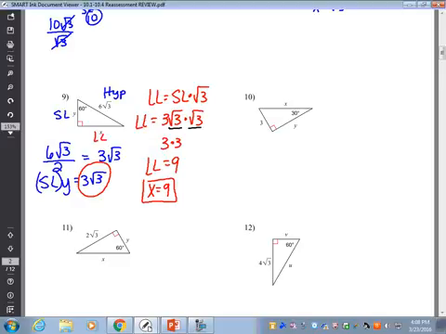Alright, so on this one, I'm going to let you do it because it's one of the easier ones, because they give you the short leg. All you need to do is get to the hypotenuse and get to the long leg using that short leg.